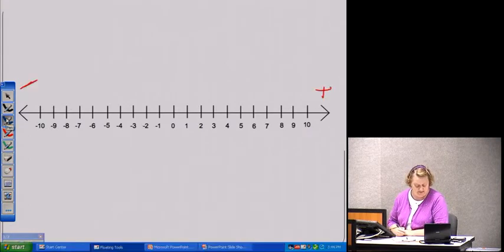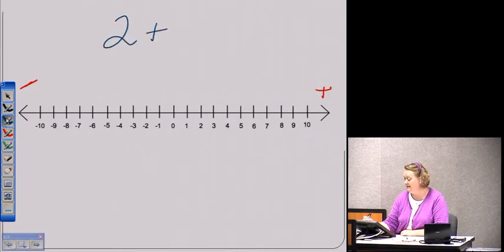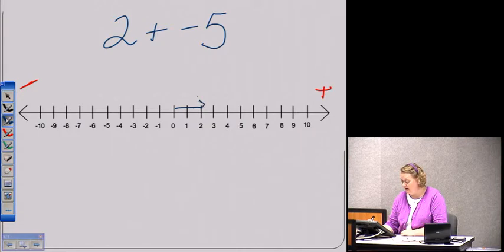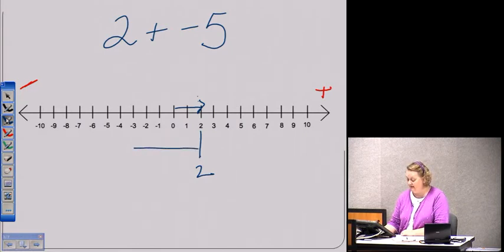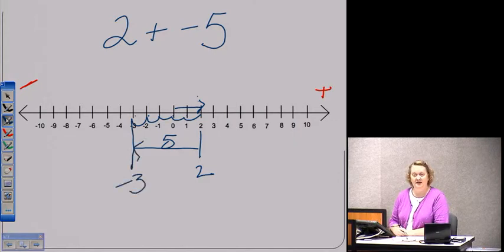Okay, let's look at another example. 2 plus a -5. So let's go out 2 to the 2 on the positive direction, and then we're going to go back 5 units. 1, 2, 3, 4, 5. And that means we're going to end up at negative 3.